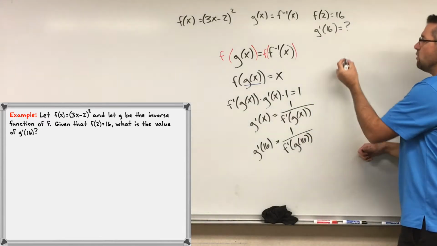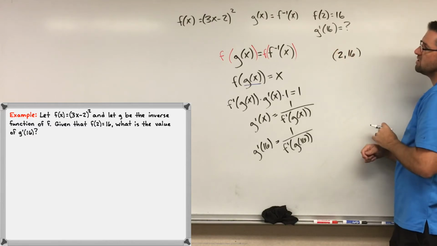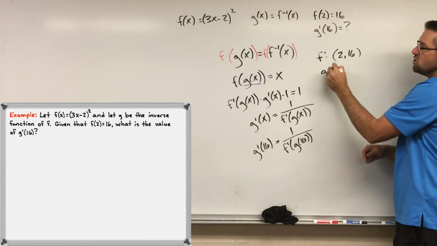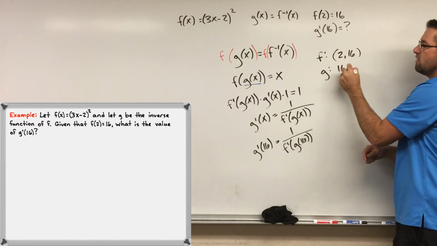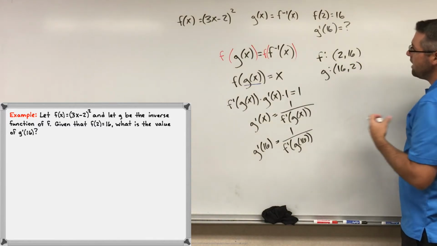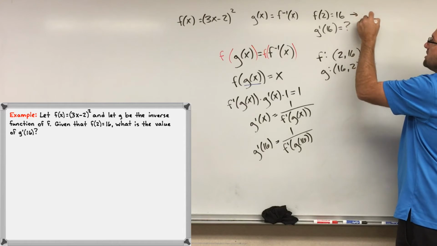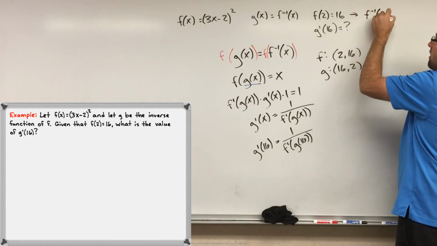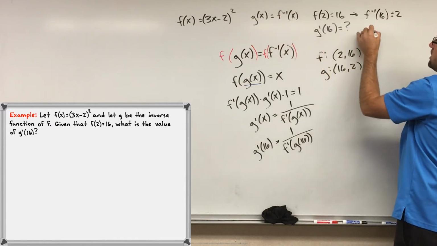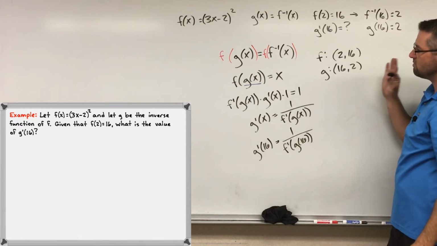In other words, if in one function we have this relationship, this coordinate of 2 comma 16, for f has the coordinate of 2 comma 16, that would imply that g, which is its inverse, has a coordinate of 16 comma 2. That's interesting, right? Now, another way to write that, I guess you could say, is since f of 2 is 16, that implies that the inverse of f of 16 is 2. And since g is equal to the inverse of f, we could say that g of 16 is 2. That's an important relationship that always pops up.